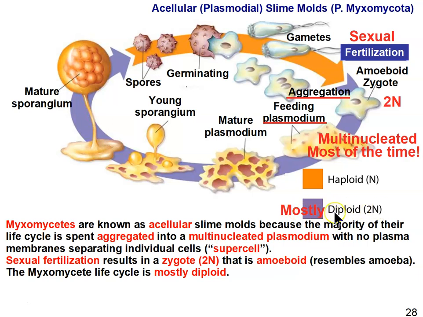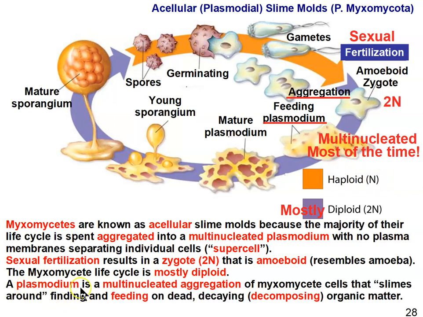So the life cycle is mostly diploid, as opposed to the cellular slime molds on the previous slide, which are mostly haploid in their life cycle. They spend most of their time with half the number of chromosomes. Oh, and by the way, that's the way that true fungi are too. So the plasmodium, again, is a multinucleated aggregation of cells that slimes around, finds food, and feeds on that dead and decaying food, and in that way they act as decomposers, just like true fungi do. So that's their ecological role.